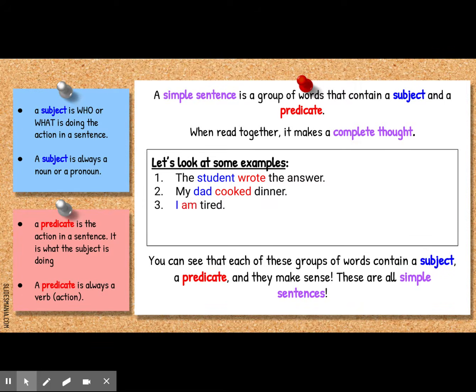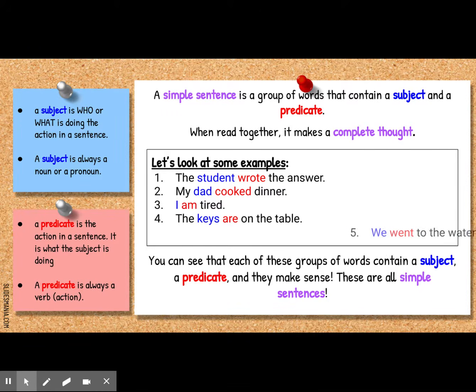Number 3, I am tired. Here, I am the subject and am is the predicate. What am I doing? I am tired. Number 4 says, the keys are on the table. Here, the subject is the keys because that's what the sentence is about. The predicate is are. What are the keys doing? They are on the table.